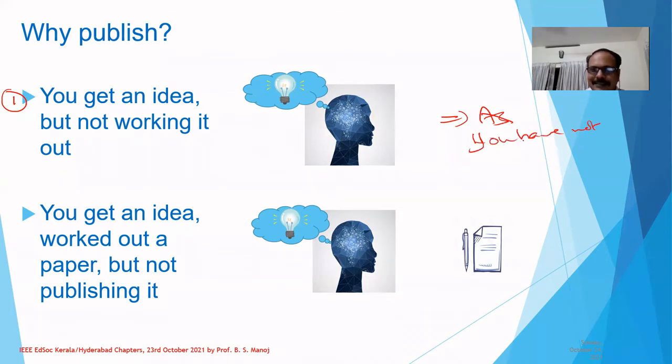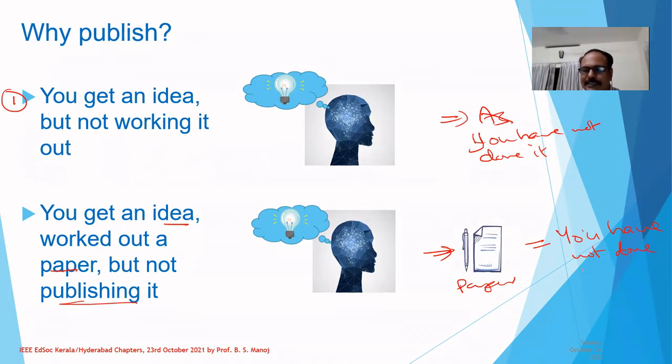That way, this is insignificant. And the second thing is, you get an idea, you worked out a paper, and you are deciding not to publish it. So this is your paper. You have somehow noted down a paper, and you are deciding not to publish it. Nobody is seeing that. So this is also as good as you have not done it at all, because this paper is not going to be seen by anybody because you have not published.